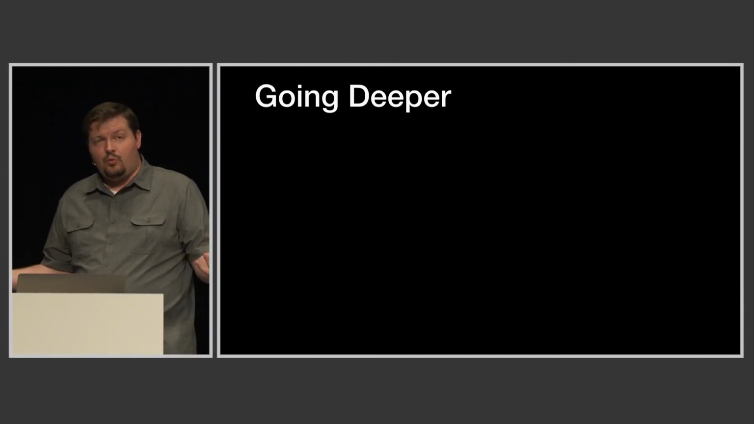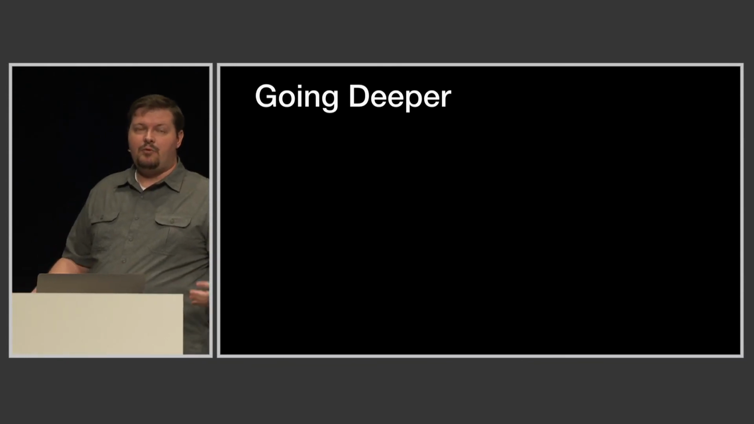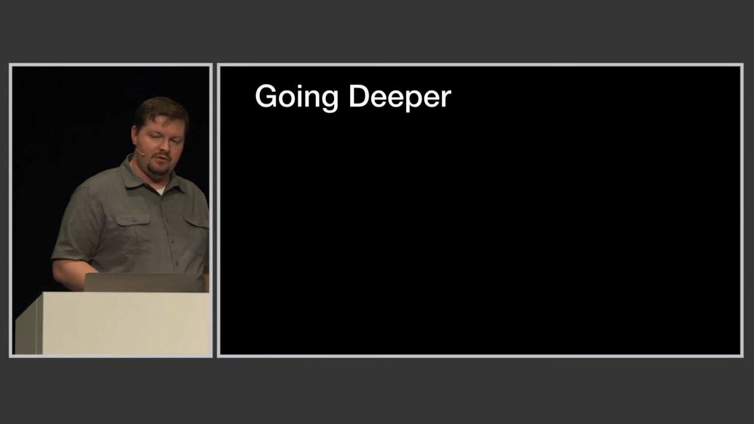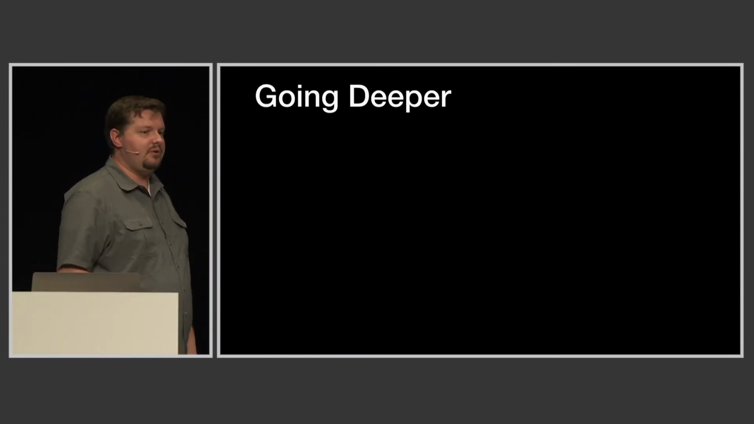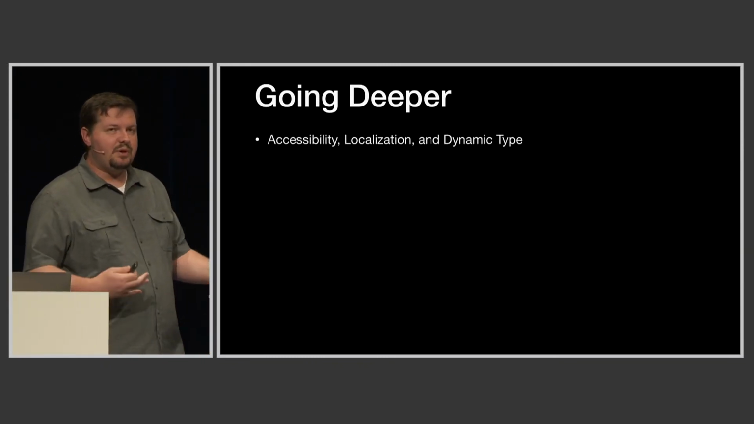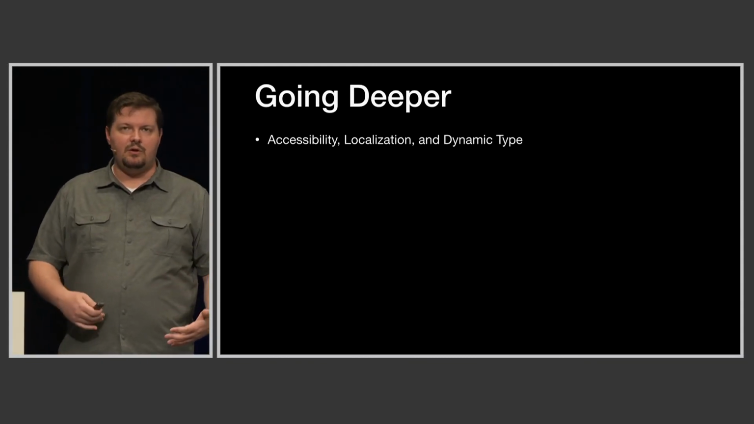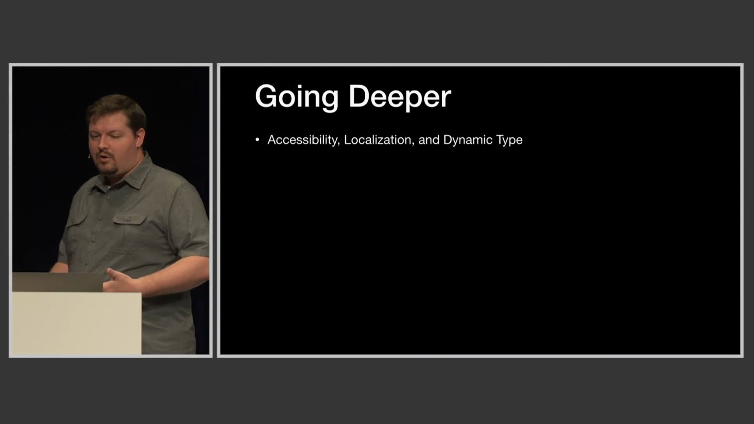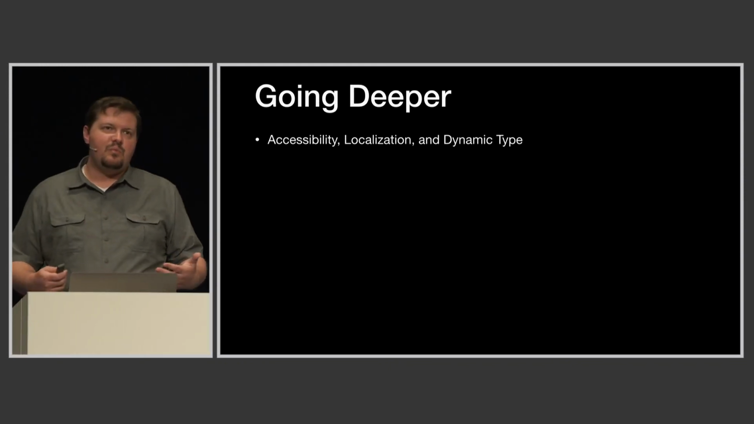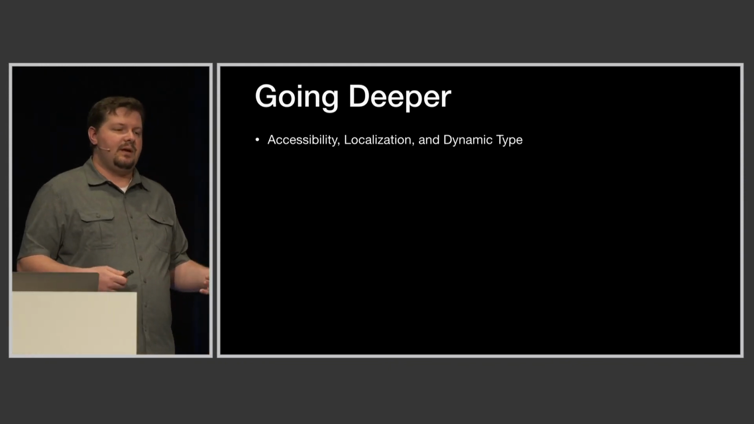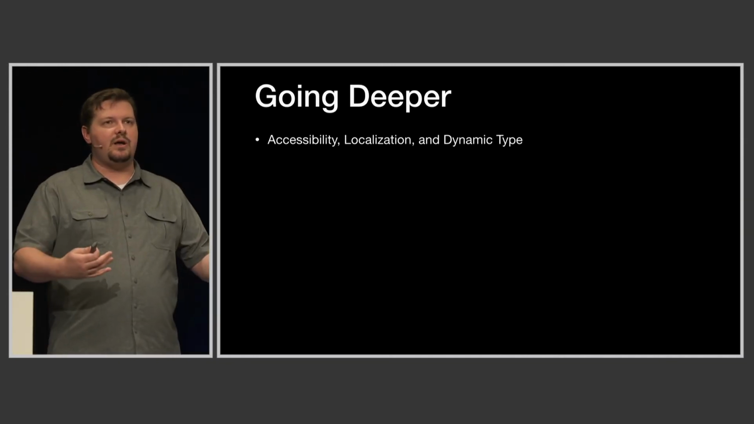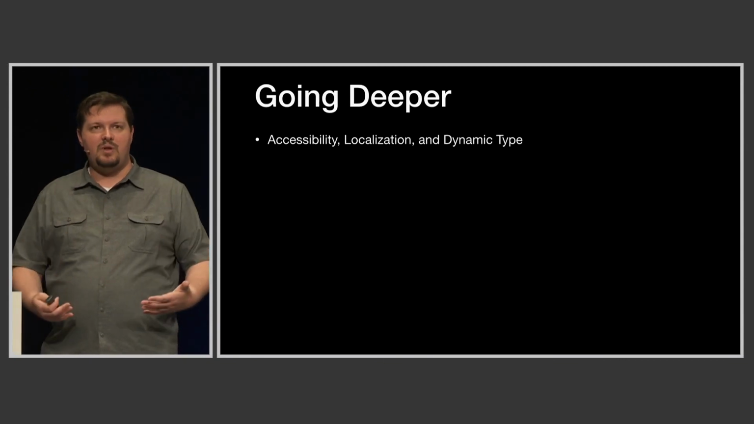So what are ways that we can go deeper? If we're building an app, or building libraries or frameworks for other people to use, I would say the number one thing you can do to go deeper is to build in support for accessibility, localization, and dynamic type. And this applies whether it's an app or a UI framework. This is more than just adding some cool things. This is about making your product available to as many people as possible.